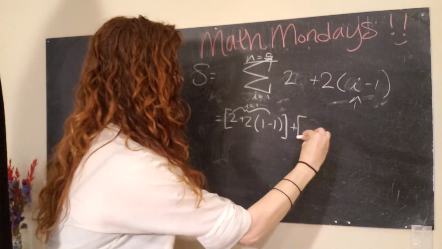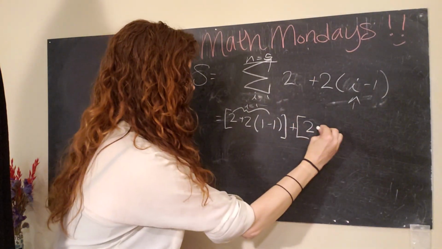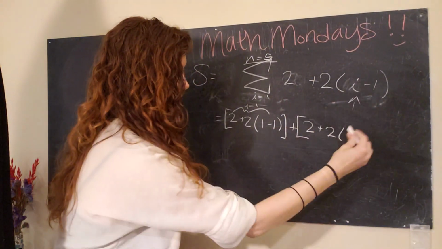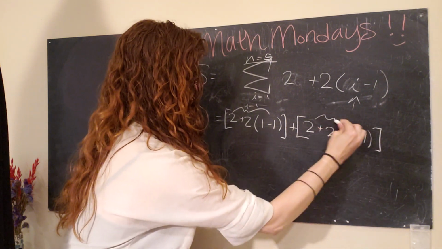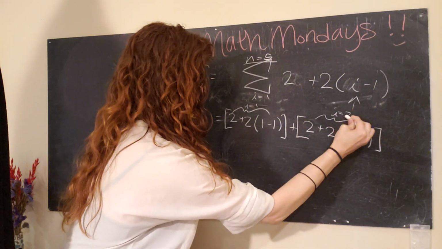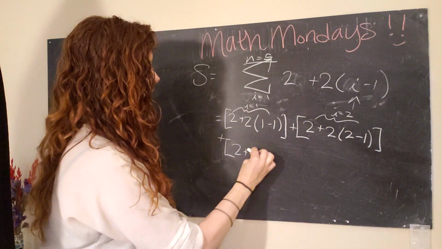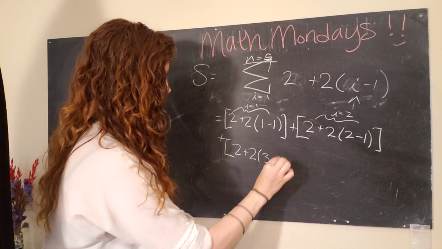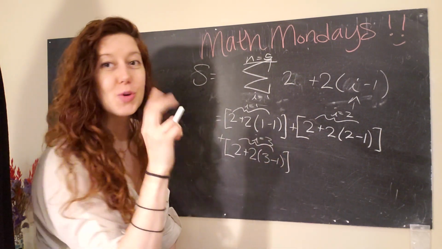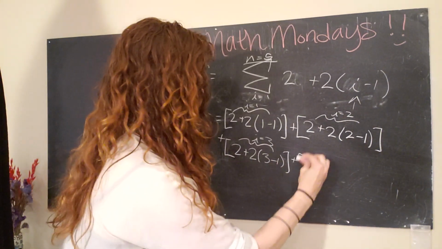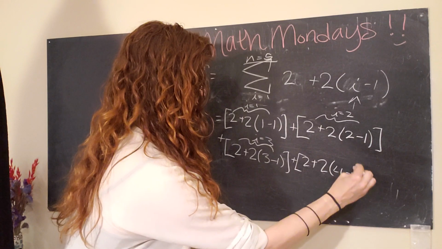Cool. Okay. So then our next term for i equals 2, this stays the same, and so does this. The only thing that changes is i, and now i equals 2, and so that changes this part. And then we add for i equals 3, 2 plus 2 times 3 minus 1. Two more terms, not so bad, we can handle this. 2 plus 2 times 4 minus 1.